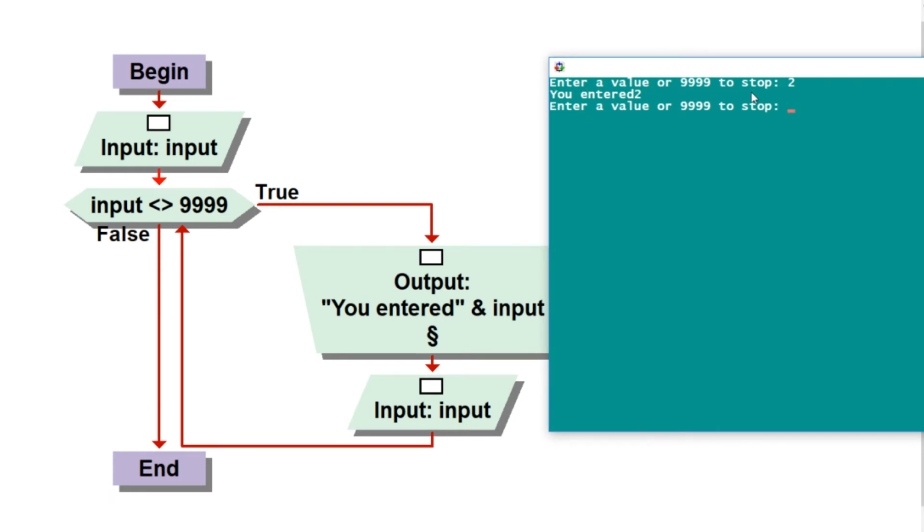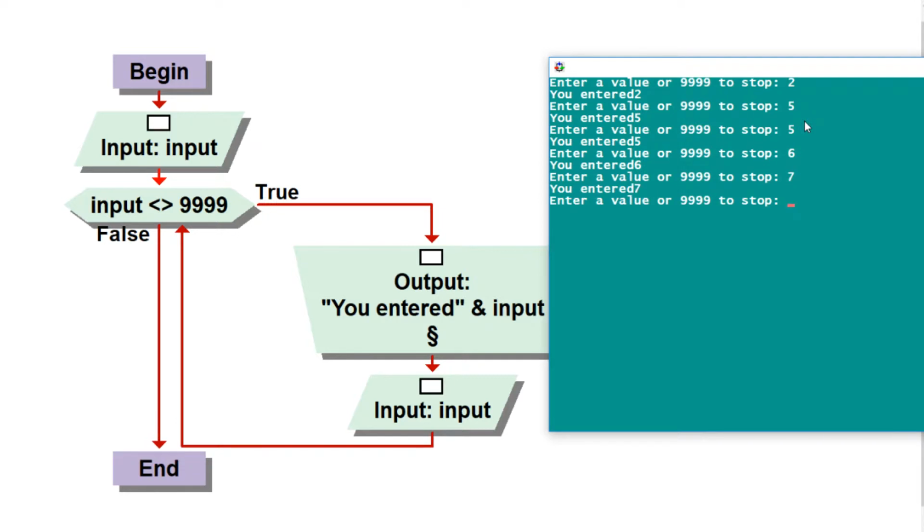Why? Because the first print statement came from this input. This was true. I did not enter 9999, so it went to the right, printed that output out, and now asks me for another input. And now I'm going to do this again. I'll enter 5, 5. Notice I can keep going. But as soon as I enter 9999, what's going to happen is this will be false. Input equals 999. It does not equal 9999.